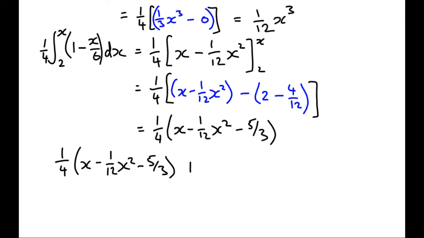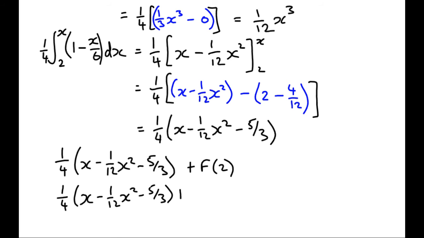I need to actually add on f of 2. So this is the value of 2 substituted into the cumulative function of the previous row. So that's 2 substituted into 1/12 of x cubed. So we're not quite done. X minus a 12th of x squared minus 5/3 plus 8/12.